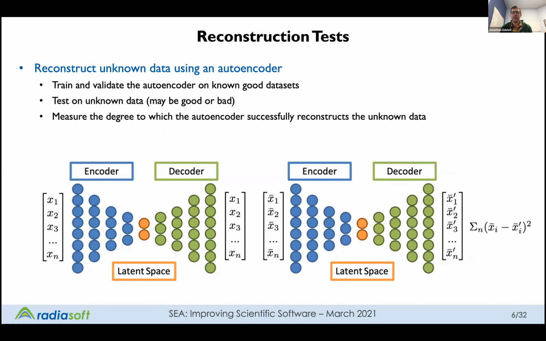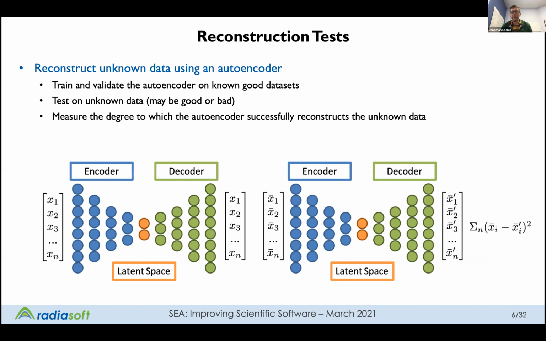The other application of autoencoders is what I refer to as a reconstruction test. The idea here is to train an autoencoder to understand how to reduce the dimensionality of some large data set. Then you start testing it on unknown data and evaluate the validity of the reconstruction based on the reconstruction error. Since the autoencoder is not learning a mapping between inputs and outputs, it's learning how to reconstruct a set of inputs.